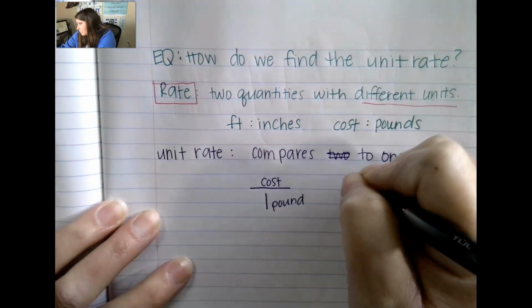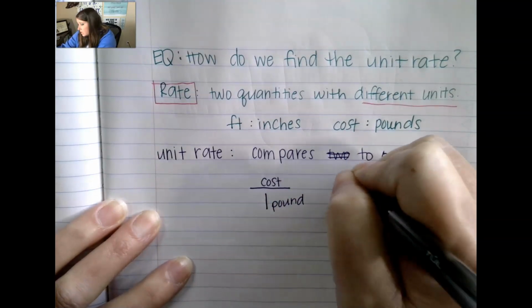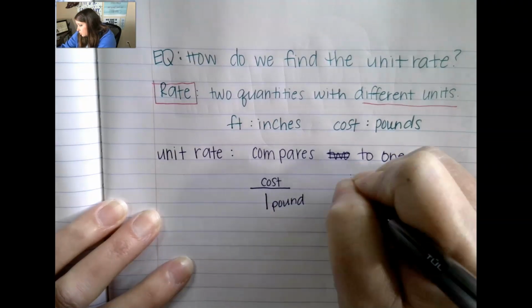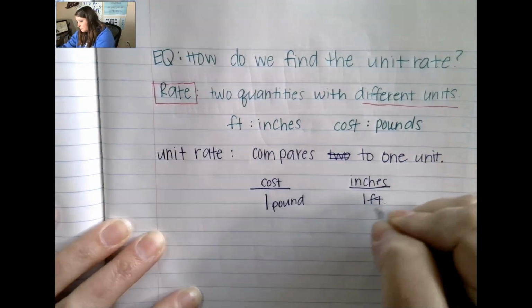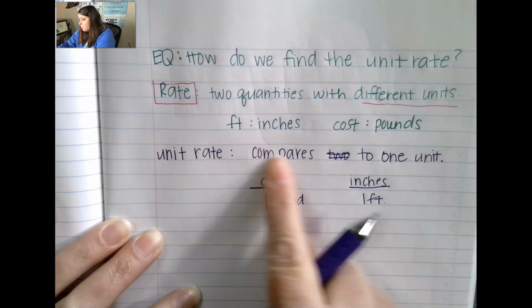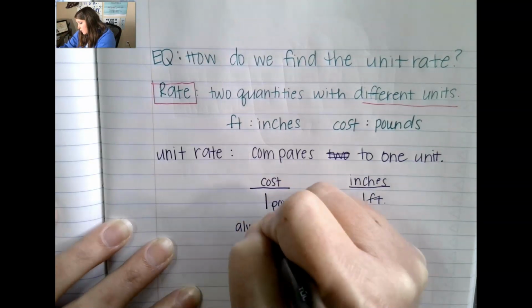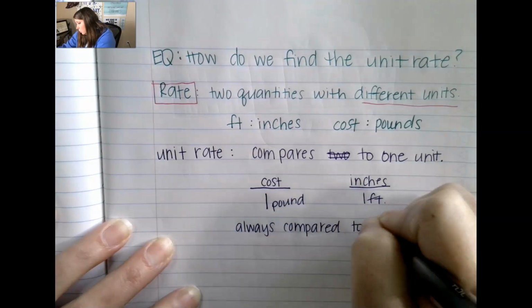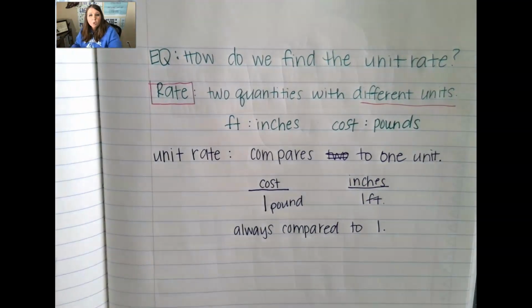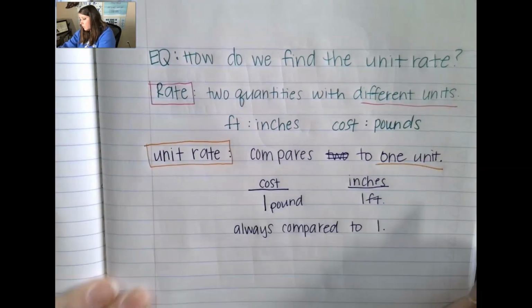Or inches to 1 foot. Okay. How many for 1? This one will always end in 1. So always compared to 1 unit. Always compared to 1. So the first part would be compared to how much for each thing. So we're going to compare to 1.